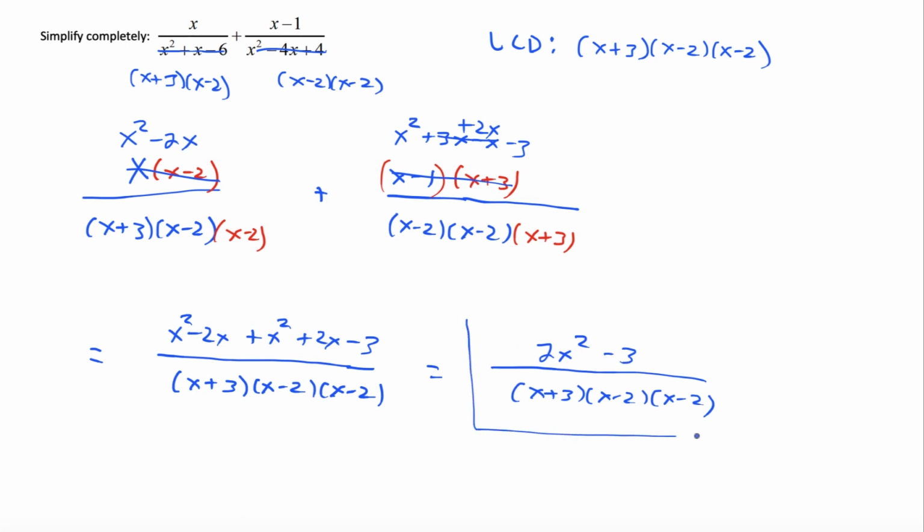Right? So by adding these together, we factored each denominator. We determined what the LCD was. We built the equivalent form, and then finally we combined them into one fraction, and we simplified to arrive at our final answer here.